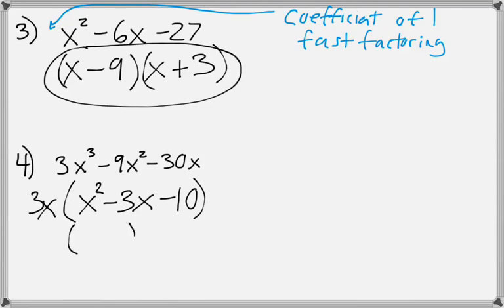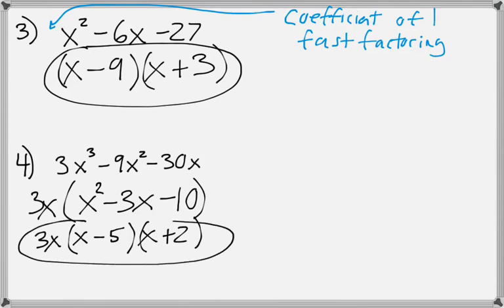So I can put my 2 parentheses, x and x, and then just directly ask what 2 numbers multiply together to give me negative 10, but add together to give me negative 3. And that would be a negative 5 and a plus 2. Again, I don't need to split this up. I don't need to do factor by grouping. I can just directly put negative 5 and plus 2. And then I can't forget to bring down my 3x. And that would be my answer.